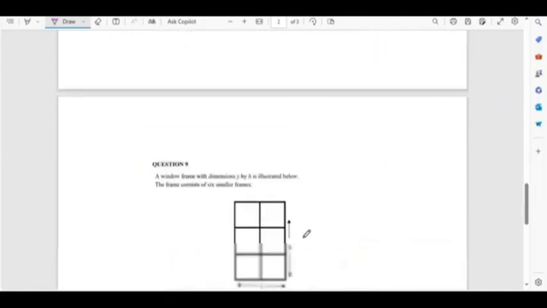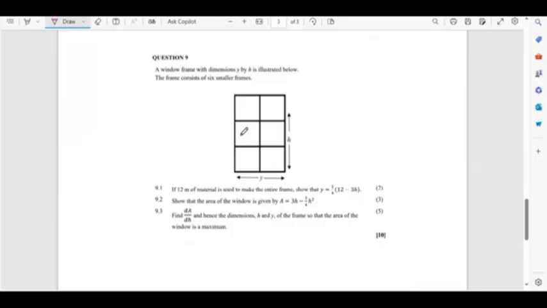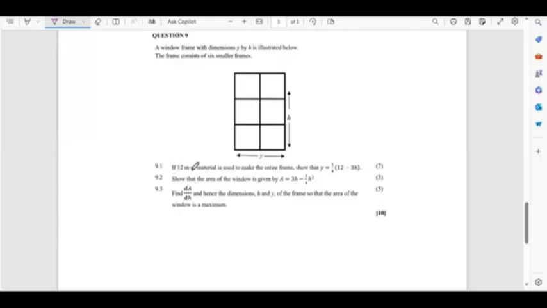0.3.2. Now let us move on to application. Right, question 9, whereby we are given this window frame and we need to answer these respective questions in respect to this window. A window frame with dimension y by h is illustrated below. The frame consists of 6 smaller frames. Now, 9.1 says if 12 meters of material is used to make the entire frame.